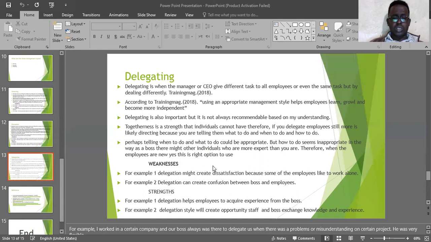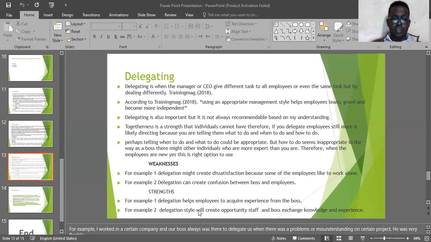So the two weaknesses of this delegation. The first one is delegation might create dissatisfaction because some of the employees like to work alone. The second one is delegation can create confusion between boss and employees, because employees might not meet the expectations of the boss as long as he or she is delegating.